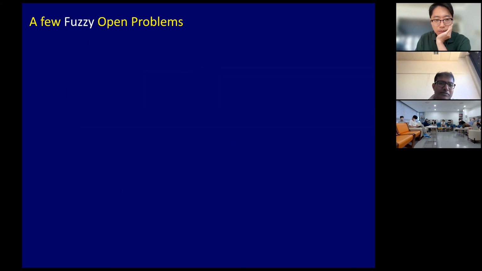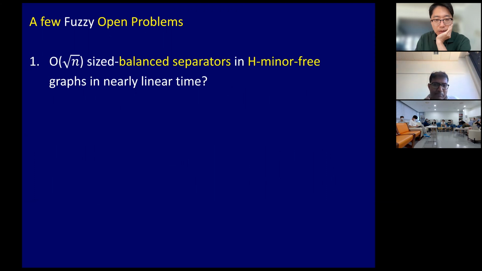Now let me tell you about a few fuzzy open problems. The first one that I'm rather interested in is to see if you can find, in nearly linear time, root n size balanced separators in minor-free graphs. The existing algorithms either lose on the separator size bound or on the running time bound. Either they are not nearly linear, or the separator size is significantly worse than root n. It seems to us that our techniques might say something relevant here, but again, it's definitely not clear. It's super fuzzy.